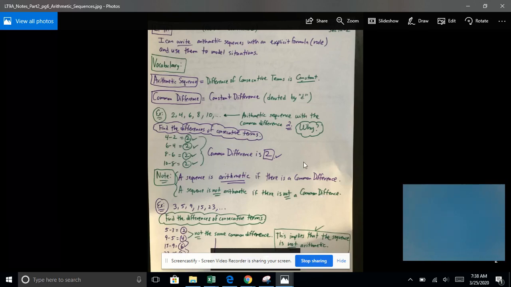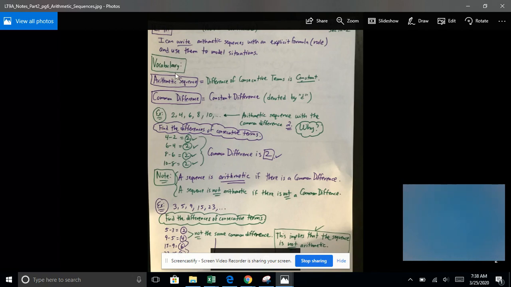Hello again, everyone. I'm going to go ahead and continue our lesson. This is part number 2. So you can see here, we have our learning target 9A. I can write arithmetic sequences with an explicit formula or rule and use them to model situations.